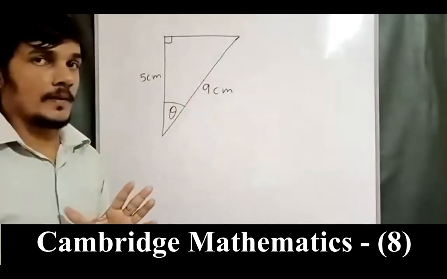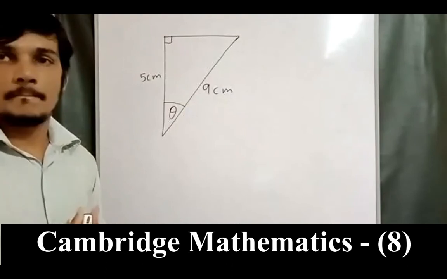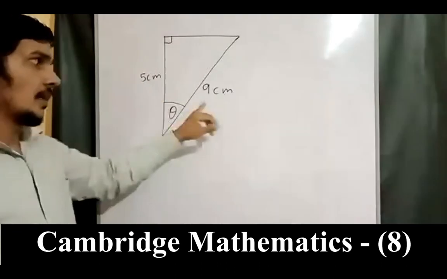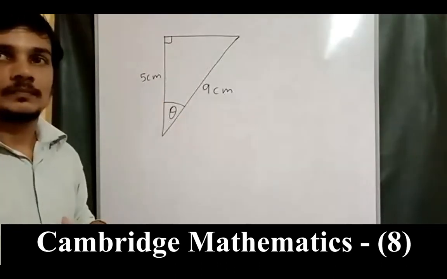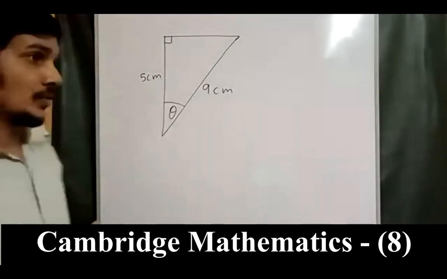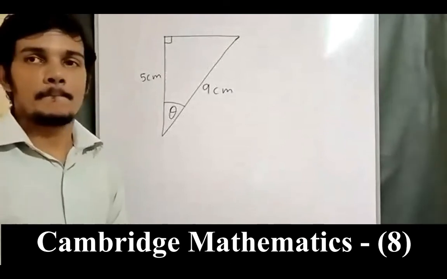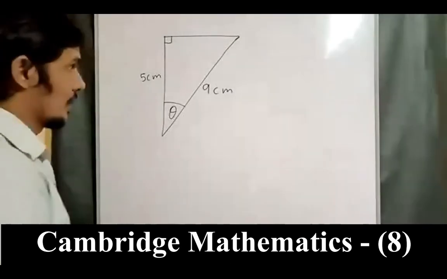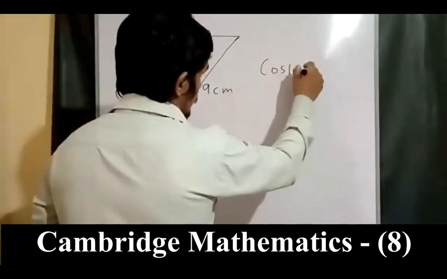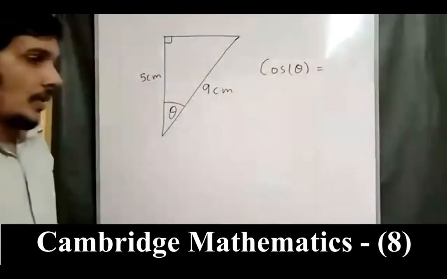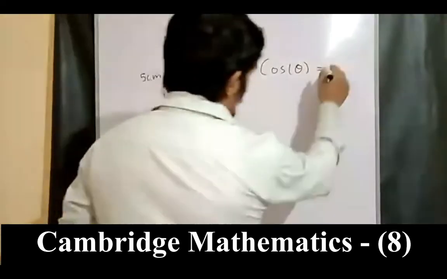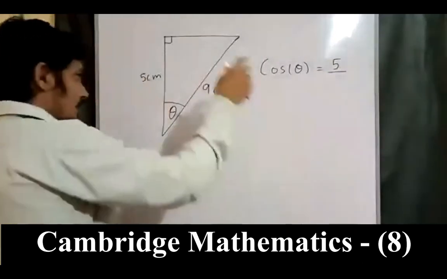Sine or cosine or tan? Adjacent and hypotenuse, what is the ratio? Cosine. Cosine ratio. So I write cos theta, theta is my angle, is equal to adjacent over hypotenuse. Adjacent is 5. Hypotenuse is 9.